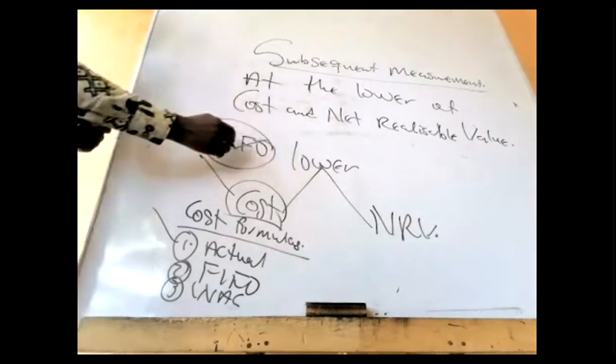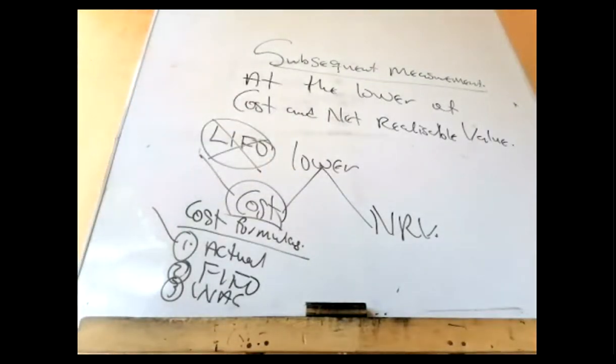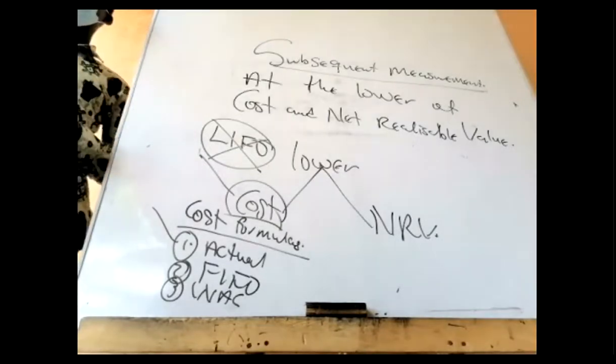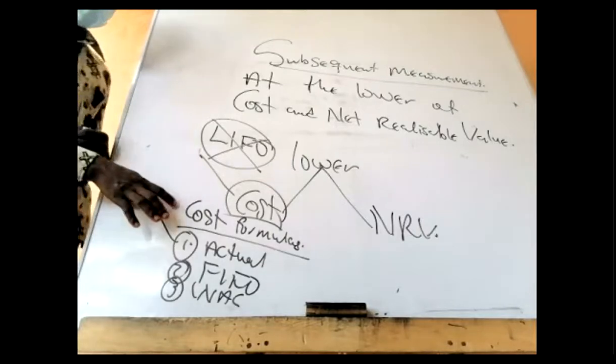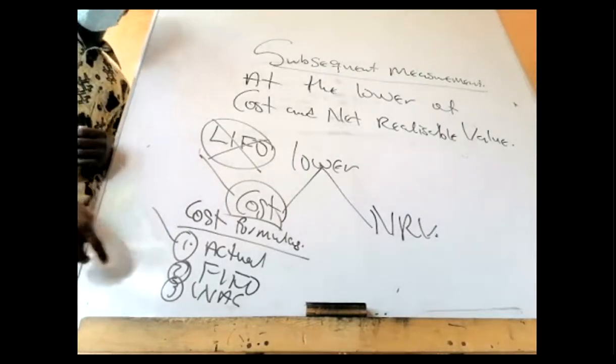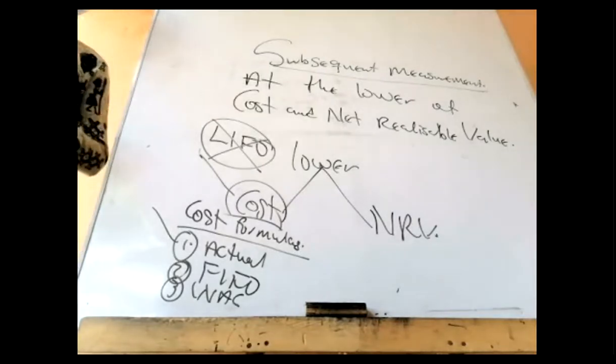This is banned by IAS 2. In IAS 2, we don't use LIFO. So LIFO is banned by IAS 2. So if you're looking for the cost formula, either use the actual cost, or FIFO, or weighted average, or the retail method, and then you move on.